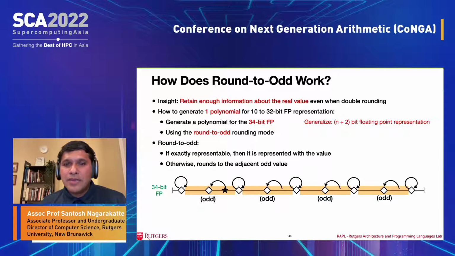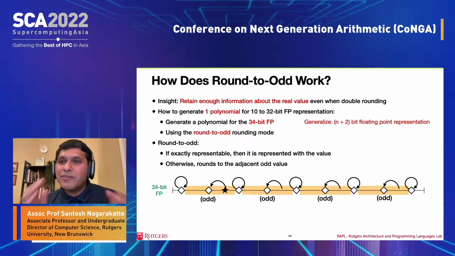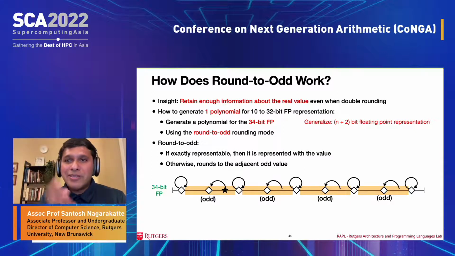Okay, so now you may be wondering, why does this round to odd work? Like that sounds like magic, right? So as I told you just a few minutes earlier, what are the 3 pieces of information that you need to do rounding? 1, is the real value less than the midpoint of 2 adjacent values? 2, is the real value more than the midpoint of adjacent values? 3, is the real value exactly at the midpoint?